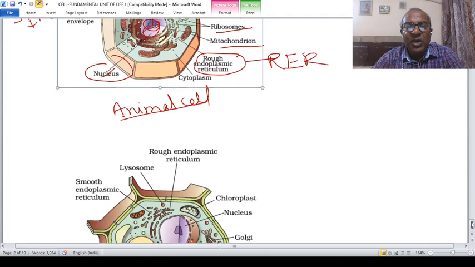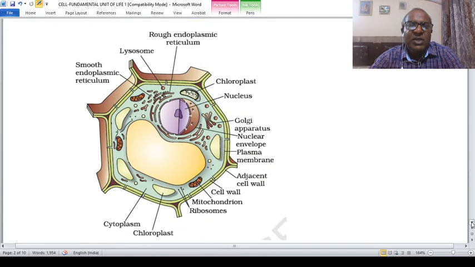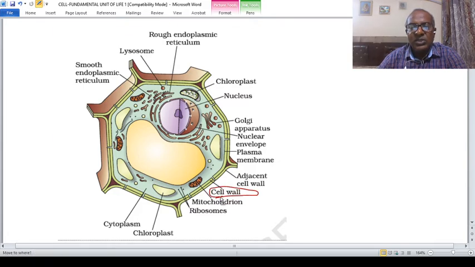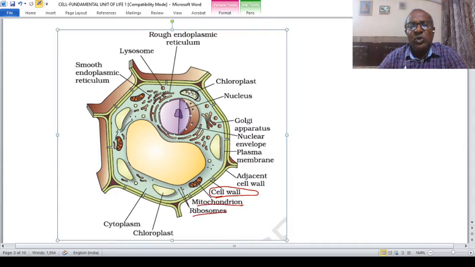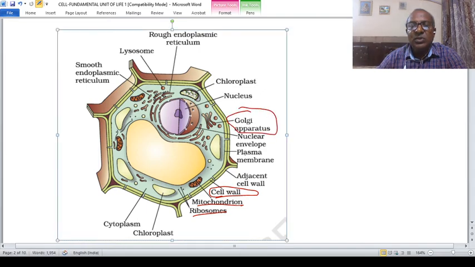Now moving on to plant cell, first let us take a look at the diagram, then we will see the individual organelle in detail. Here again, one unique feature is your cell wall. Mitochondria and ribosome were common to both plant and animal cell. Then Golgi was there in plant cell also.